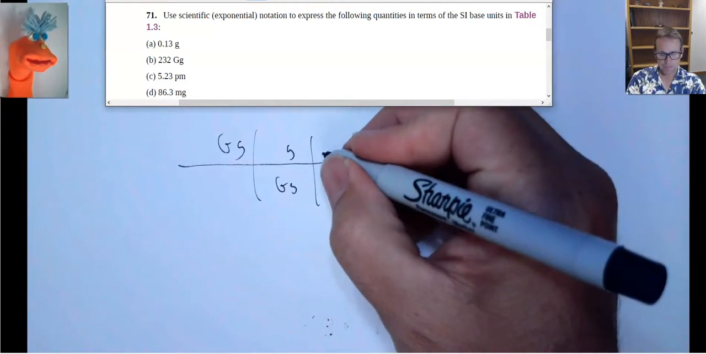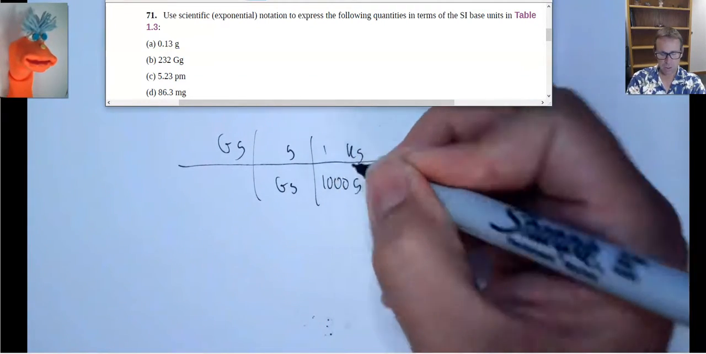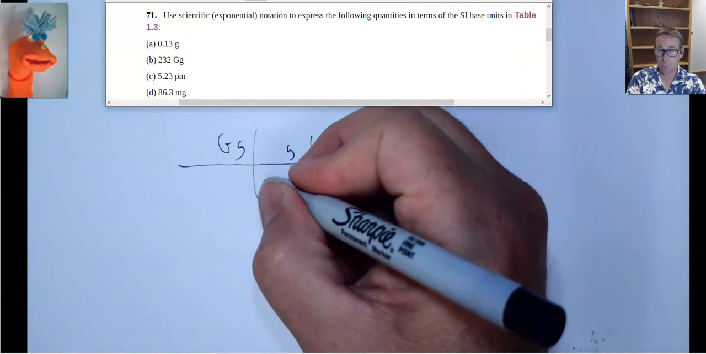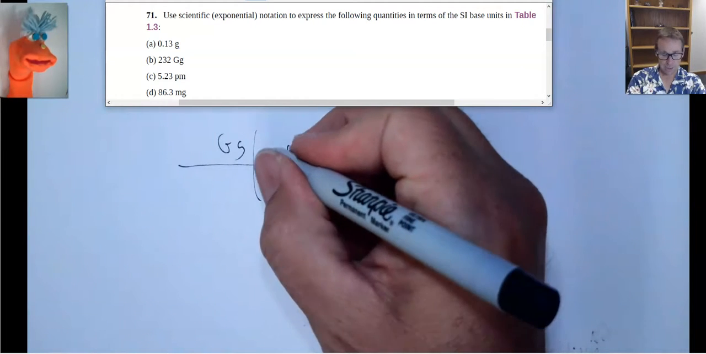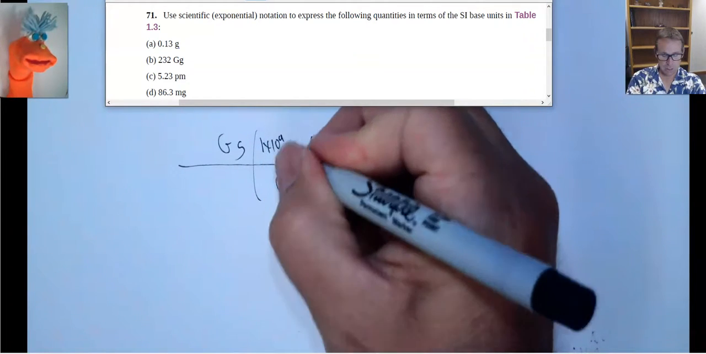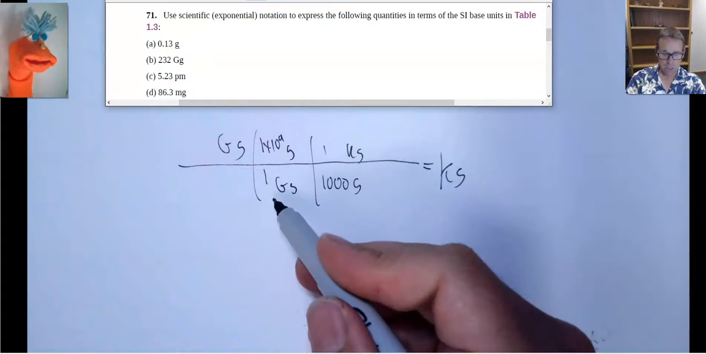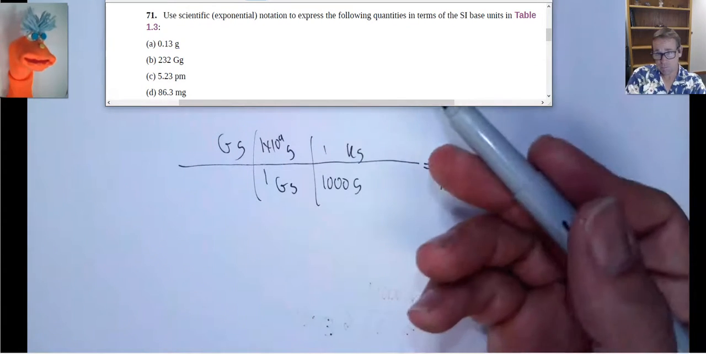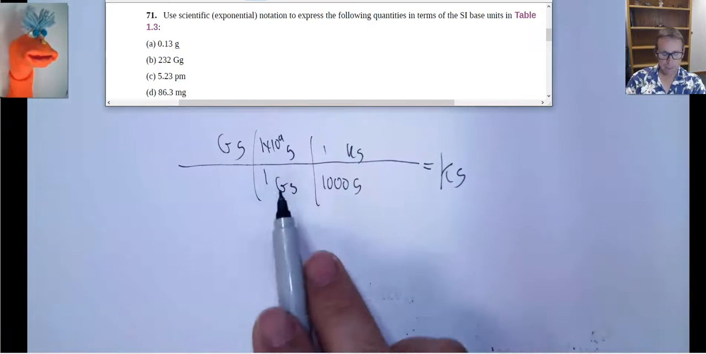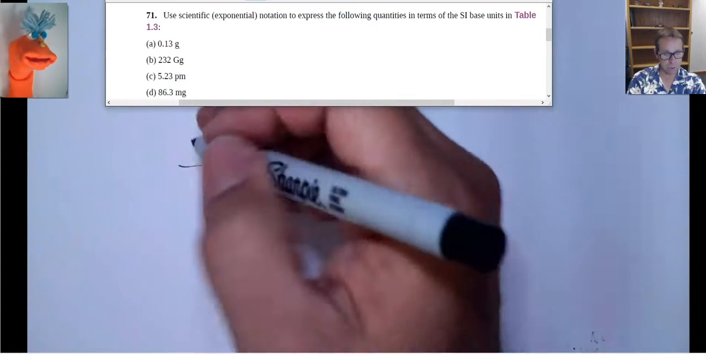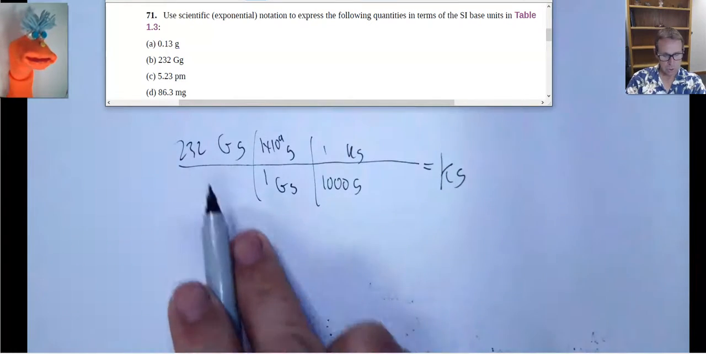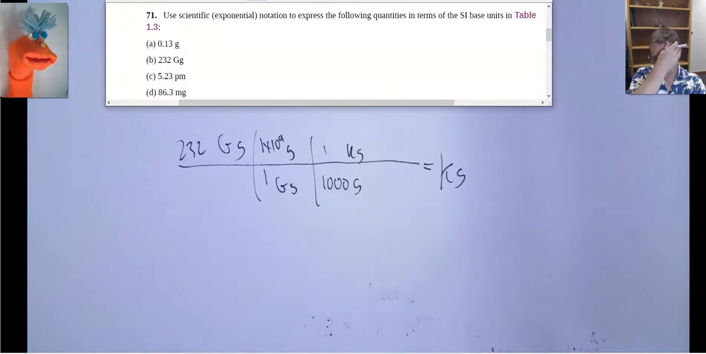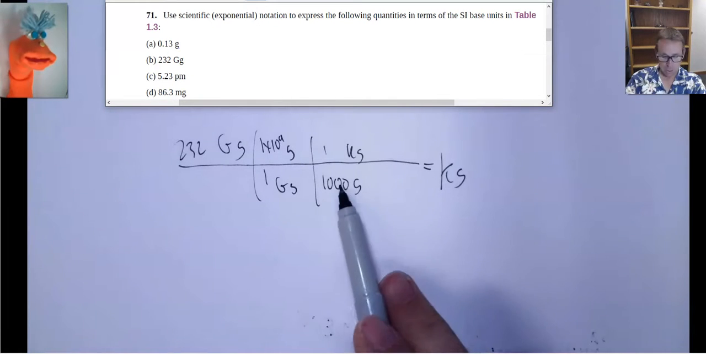Just simplify it. 1 kilogram, 1,000 grams. Giga is 1 times 10 to the 9th. So there's 1 times 10 to the 9th grams for every gigagram. I could have said 1 times 10 to the minus 9 gigagrams is 1 gram. All right. So the number here is 232 times 1 times 10 to the 9th divided by 1,000.